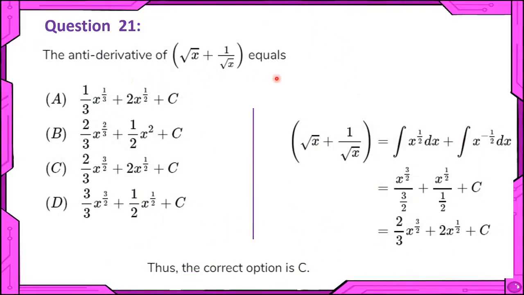Then what is the antiderivative of this? First of all, let's convert this root into a power. So x^(1/2) dx plus x^(-1/2) dx. Right? So now what can we do? In the same way we can apply that formula: plus 1 in the power and the same thing will come in the denominator as well, in both terms. What do we have to do now? It will be the reciprocal: 2/3 x^(3/2) plus 2 x^(1/2) plus c. Don't forget to write this c. So what is the correct option? The correct option is this, option C.